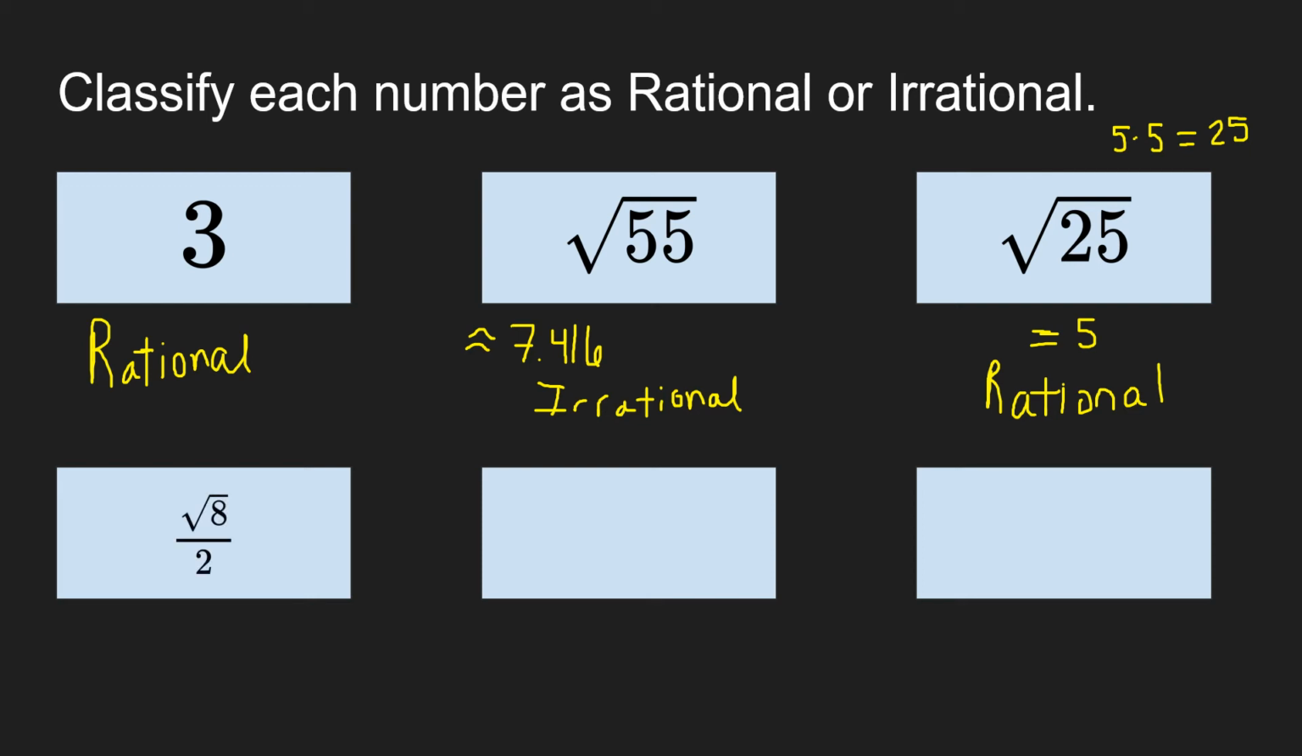Our fourth example is the square root of 8 over 2. Whenever we evaluate this in our calculator, we get approximately 1.414, and of course it goes on forever. And so the numerator, which is the square root of 8, is already an irrational number, and it's divided by an integer. But since the square root of 8 is an irrational number, the square root of 8 over 2 is also an irrational number.